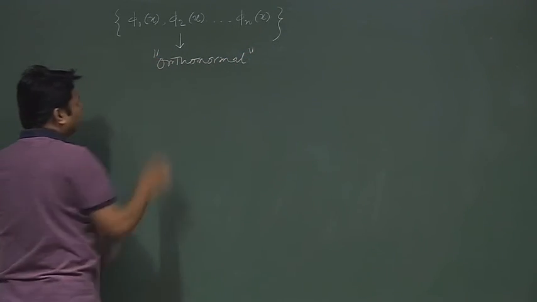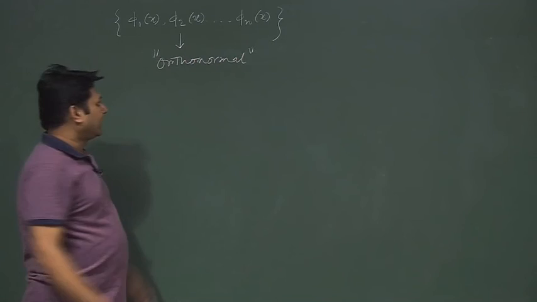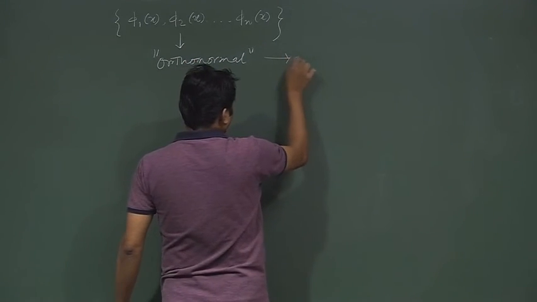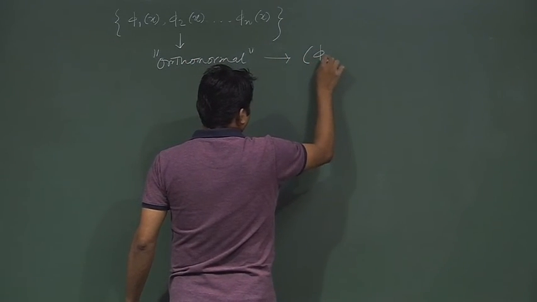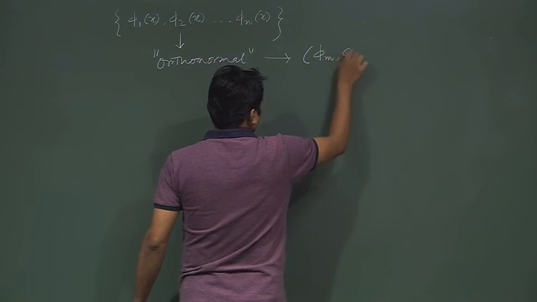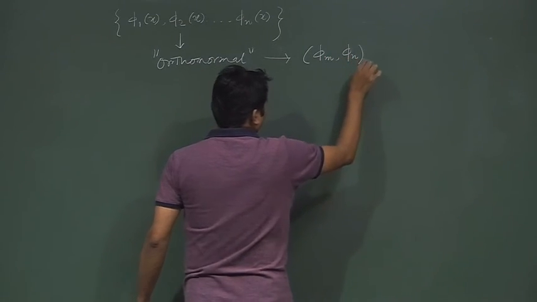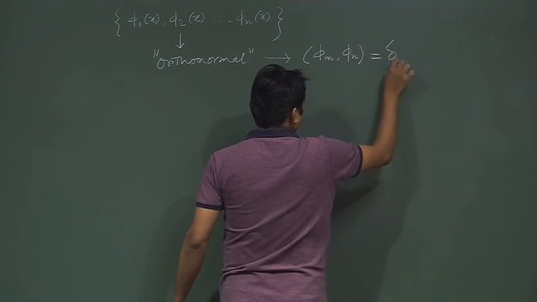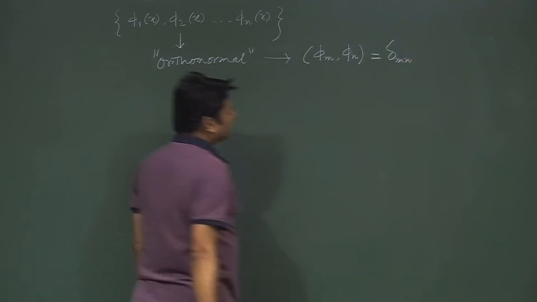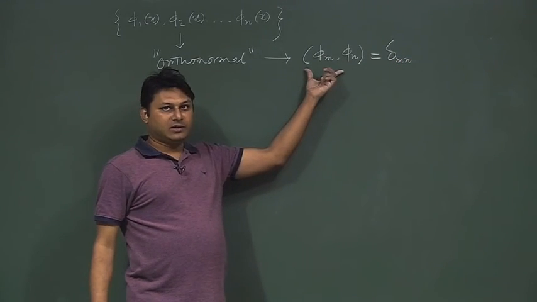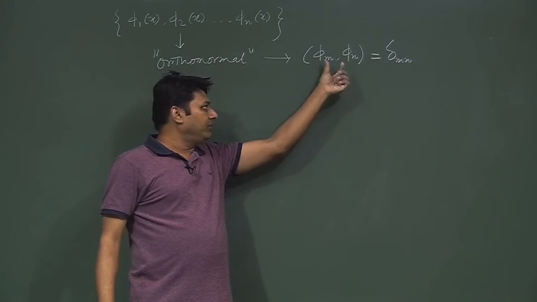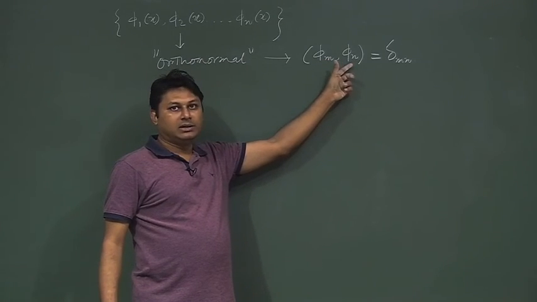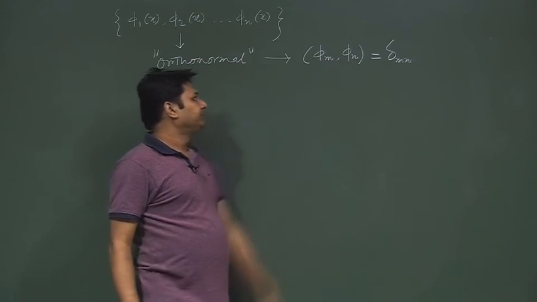When I am saying these functions are orthonormal, that essentially means the inner product of phi m and phi n is equal to delta m n. This is the inner product notation. So, the inner product of any functions with m and n is delta m n.